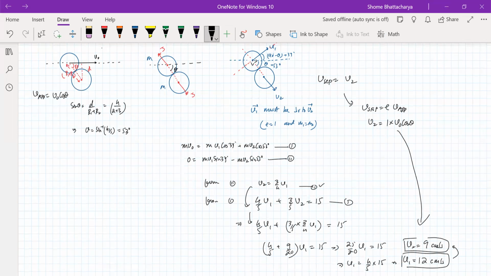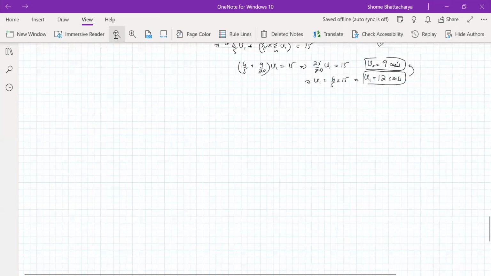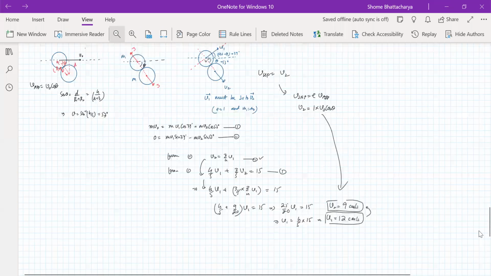Okay, now we'll just take another 5 minutes to understand how to develop a more general case here. What if the coefficient of restitution wasn't 1? Or what if the masses were not equal? Or both the things put together, how will we solve?